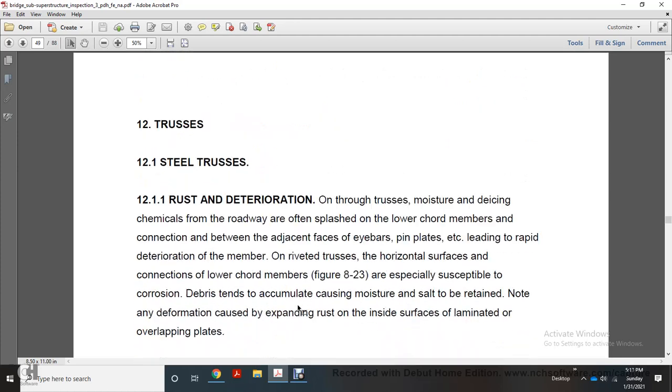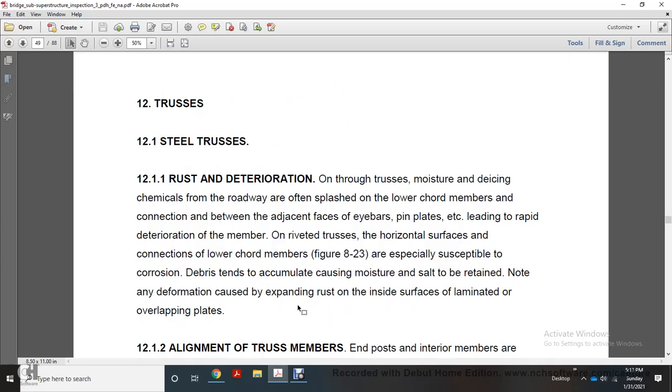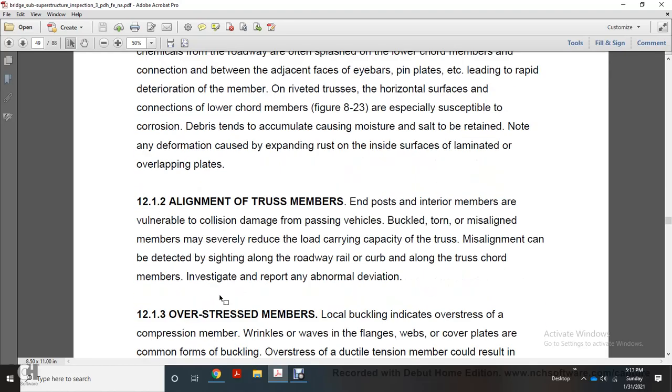Trusses, steel trusses: rust and deterioration. On through trusses, moisture with de-icing chemicals from roadway splash at the lower chord members and connections, between the adjacent faces of the eye bars and pin plates, leads to rapid deterioration of the member. The rivets and the horizontal surfaces of the connections of the lower chord members, figure 8-23, are especially susceptible, since corrosion debris can accumulate, retaining moisture and salt. Any deformation may be expanded rust inside surfaces laminated with overlapping plates.